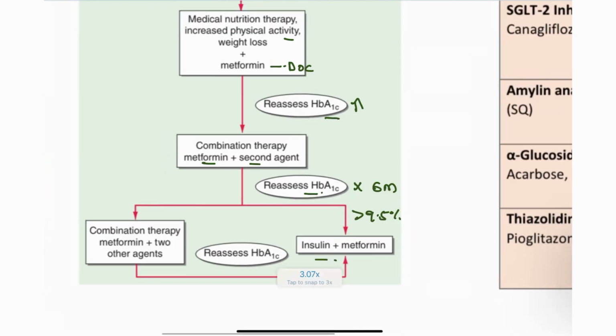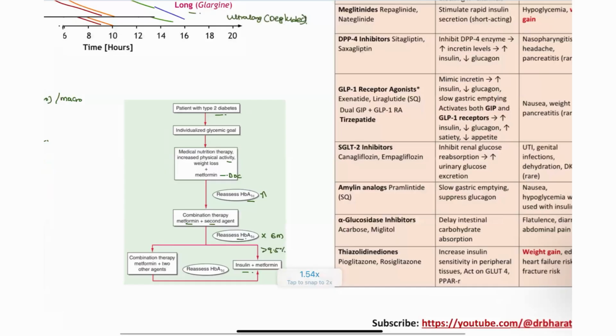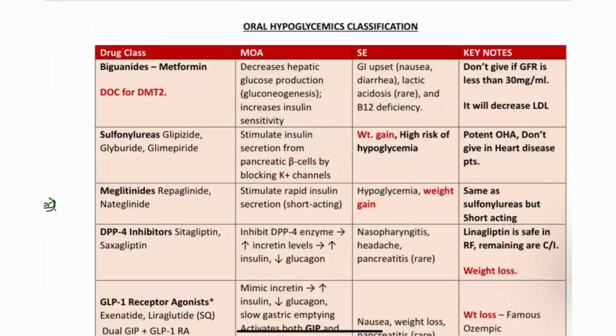Next, here you can see these are the oral hypoglycemic drugs. First, we have the classification of the biguanides. This is the drug of choice for patients suffering from diabetes mellitus type 2. And what is the mechanism of action? It is going to decrease hepatic glucose production and increase insulin sensitivity. Side effects are B12 deficiency, GI upset, and lactic acidosis. Next, please don't give this drug if the patient's GFR is less than 30 mL/min. Okay, that is the first thing that you have to remember.